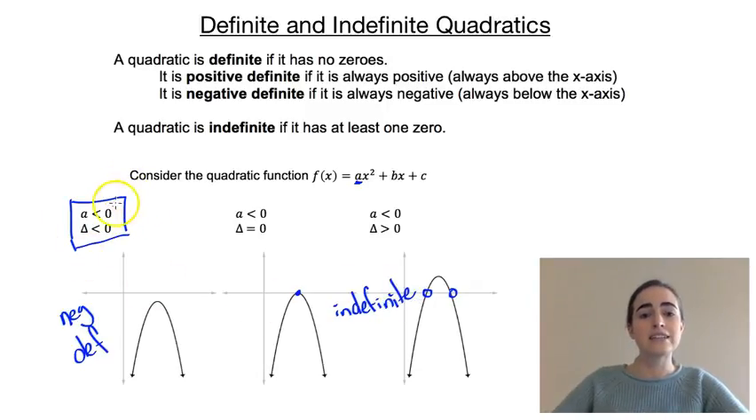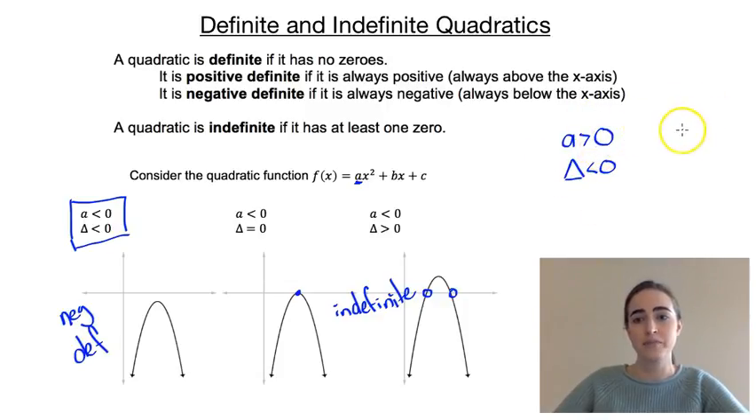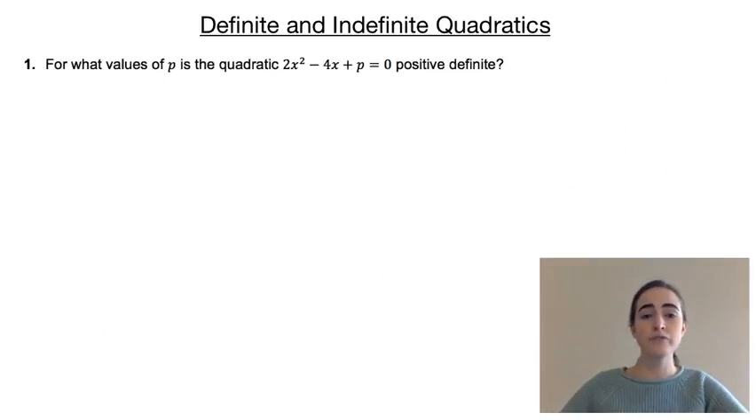So, just summarising that, if a is greater than 0, so it's concave up, and our discriminant is less than 0, then we've got a positive definite quadratic. If a is less than 0 and the discriminant is still less than 0, then we have a negative definite quadratic. So our first example asks for what values of p is the quadratic 2x squared minus 4x plus p equals 0 positive definite. Again, for positive definite, we need a greater than 0 and our discriminant less than 0. So in this one, our a is equal to 2.